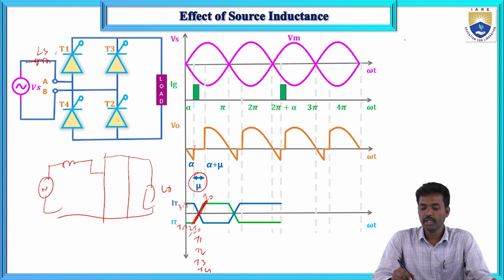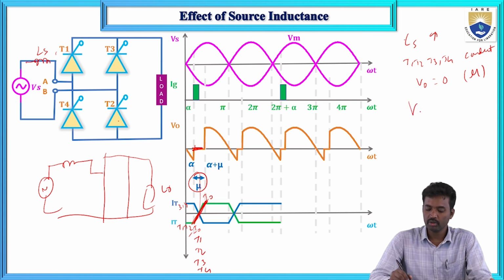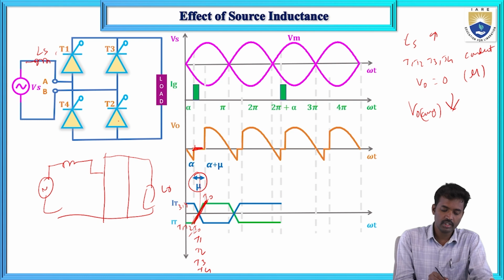So because of this source inductance, all the switches T1, T2, T3, T4 will conduct, and V naught is 0 during the mu duration. During this duration the output voltage is 0. Because of this, the total average output voltage will reduce. So this is the reason.